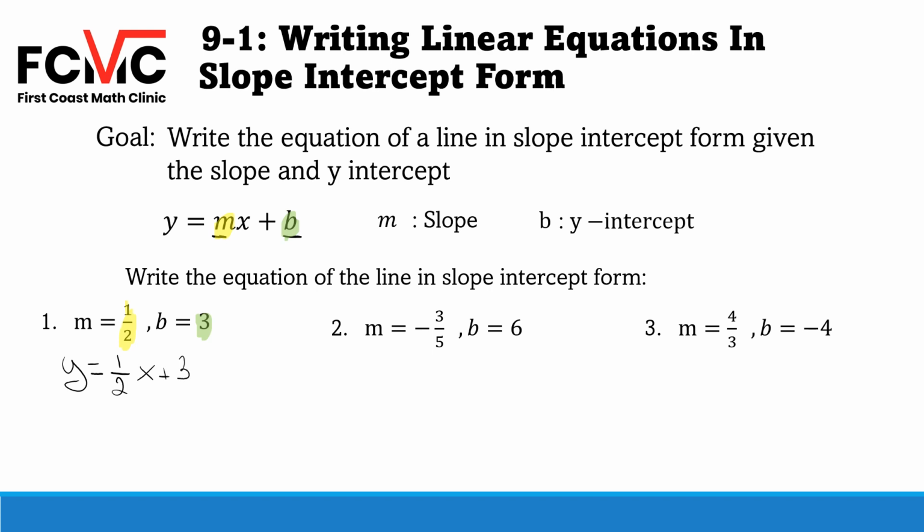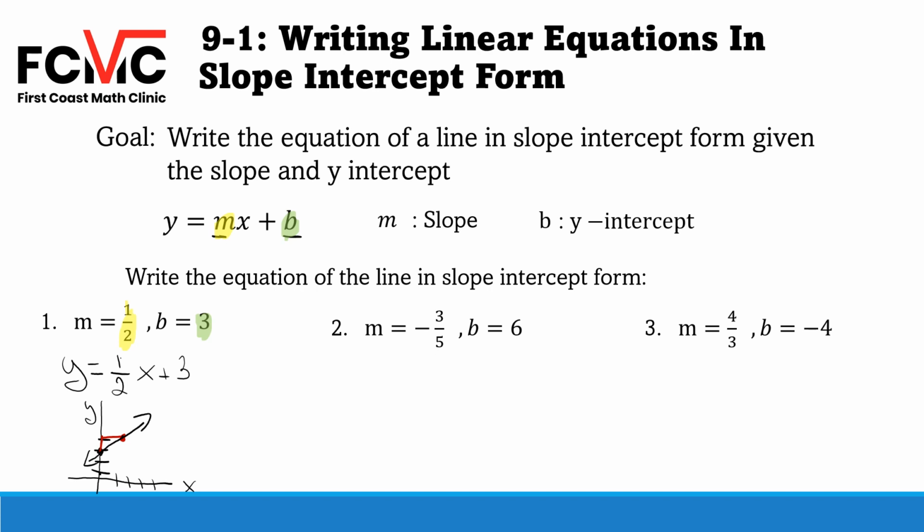If we wanted to graph this, we're starting at 3 on the y-axis. Remember, this is our y-axis, this is our x-axis. So 1, 2, 3. Then we're going to go up 1. Our slope is 1/2, so we're going to go up 1 over 2. We'll do this in red. If you want to review graphing equations in slope-intercept form, I have another video on that. The link is going to pop up right now, so you can check that out. So this is our graph for 1/2 x plus 3.